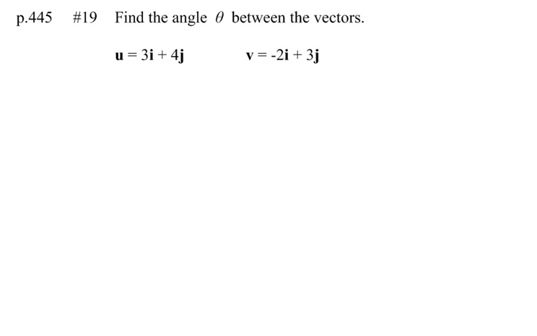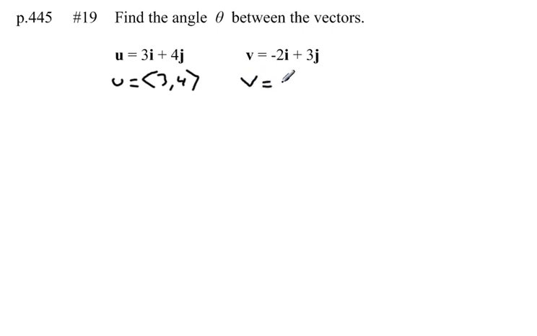Page 445, number 19. Find the angle theta between the vectors. We're given u is 3i plus 4j, and v is negative 2i plus 3j. Now, I'm just going to rewrite these. I do not like this i and j notation, so I'm going to write u as 3 comma 4, meaning vector u goes 3 to the right, 4 up, which is the same as 3i plus 4j.